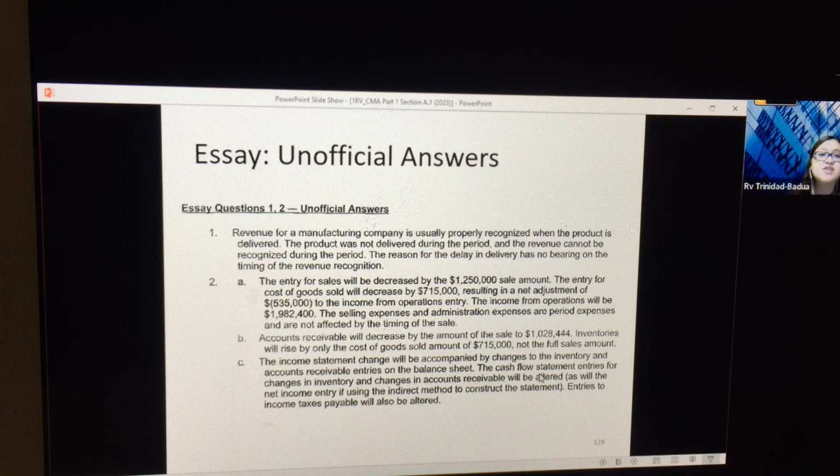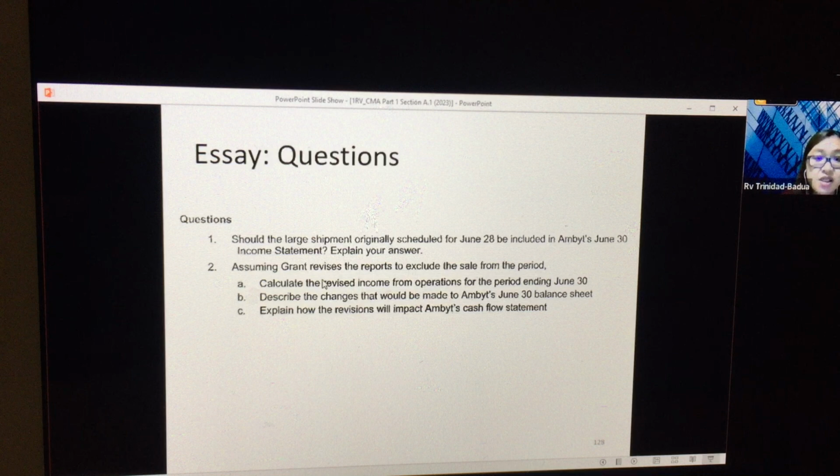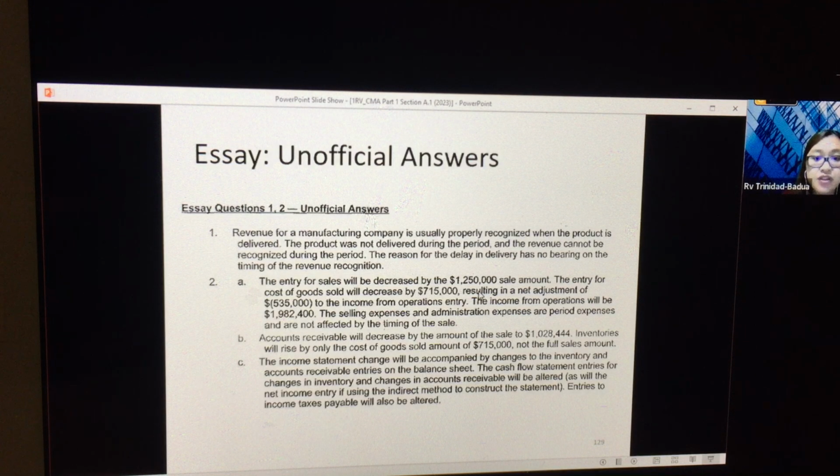Ito, unofficial answers. Ito yung sinasabi natin for number 1, the revenue recognition: do not recognize. Yung letter A na question, which is revised income. Yung 1,250 na sale, the entry for the cost of goods sold will decrease by 715. So magre-recognize ka ng net adjustment of 535. If you plug the changes doon sa kanyang statement of operations, your income will be 1,982,400.